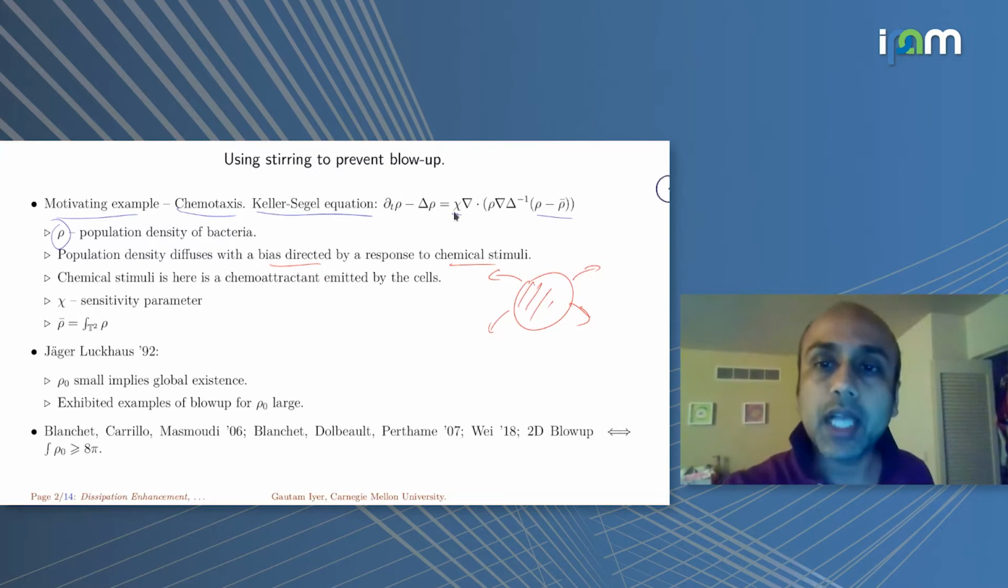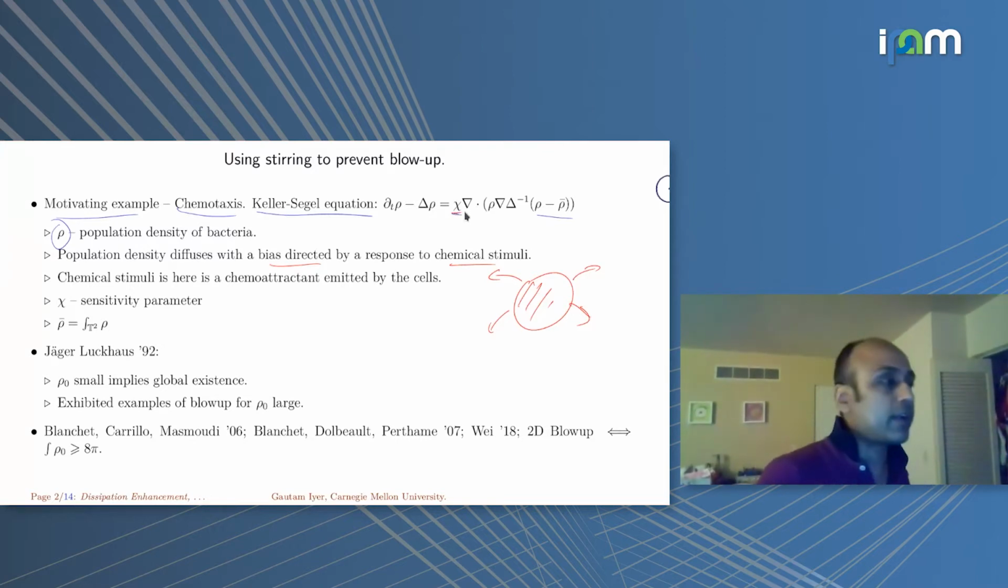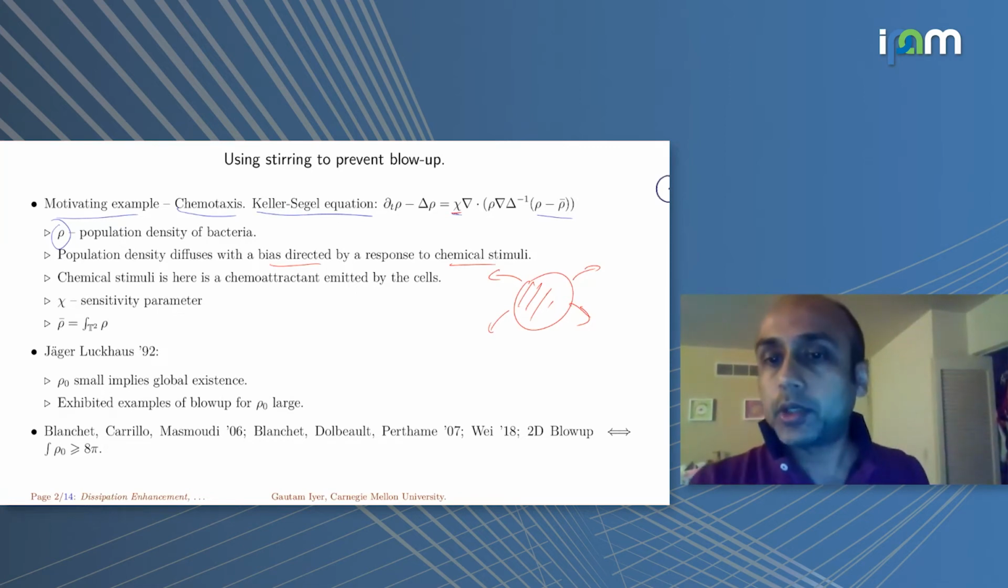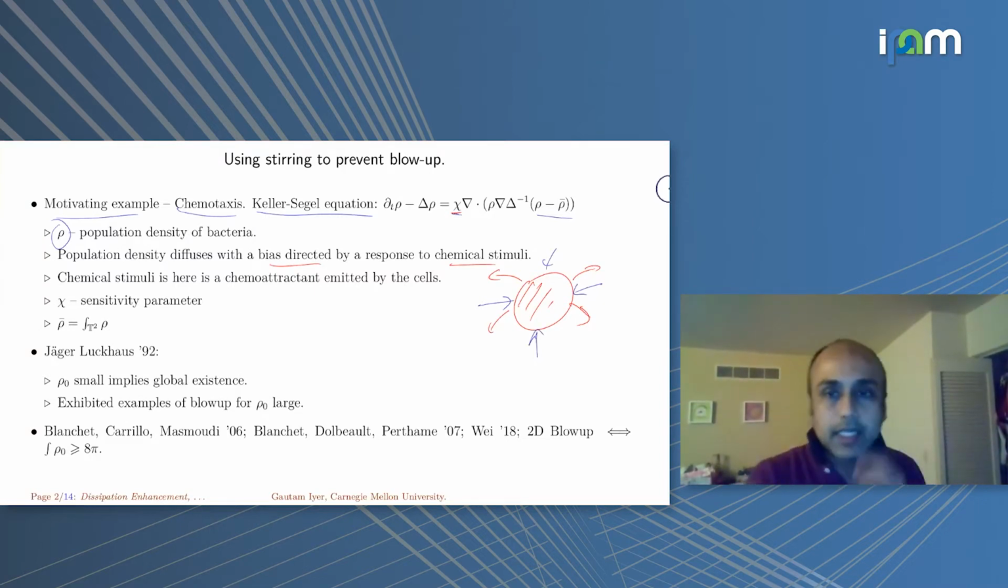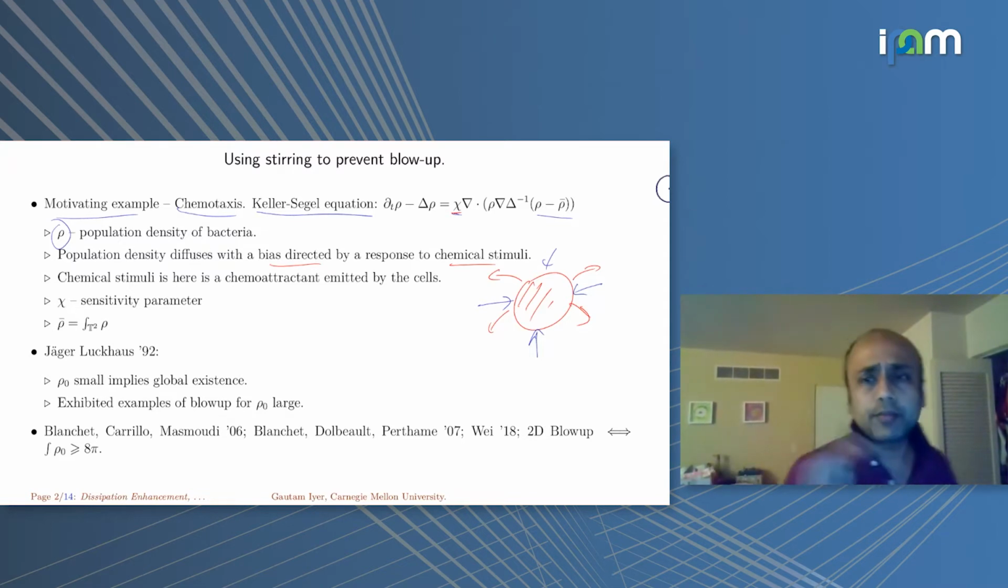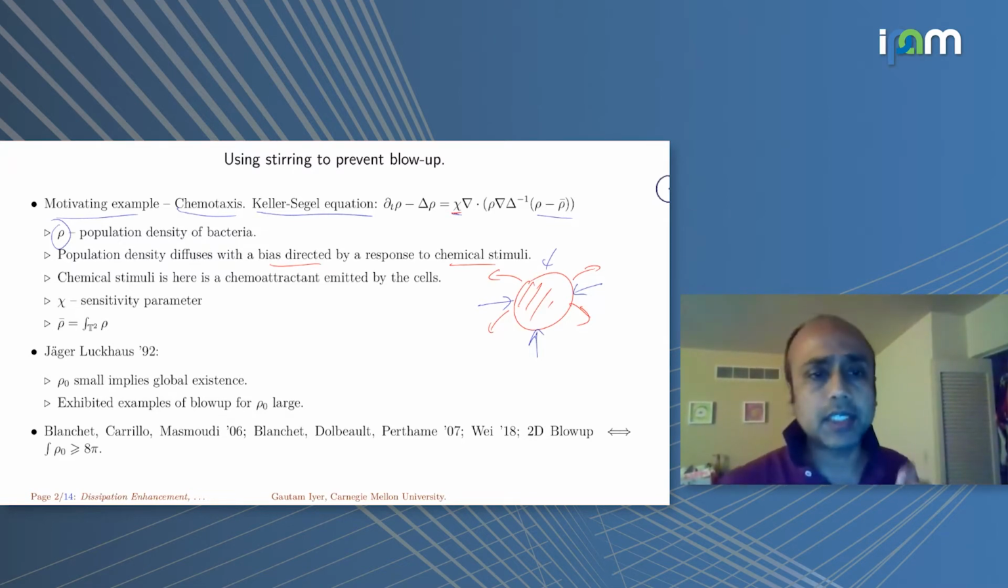So if you choose chi to be positive, it's chemoattraction. It drives bacteria inward towards regions of high concentration, right? That's the nonlinear term, right? And that's the case that I'm going to look at, right? So this is a sensitivity parameter. And for simplicity, I want to do this on the torus.